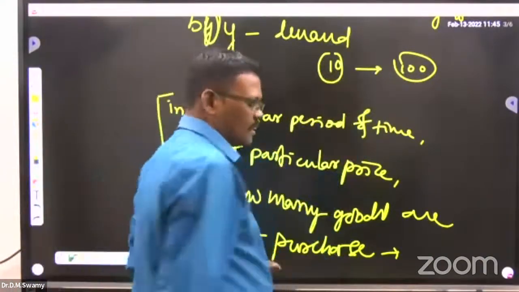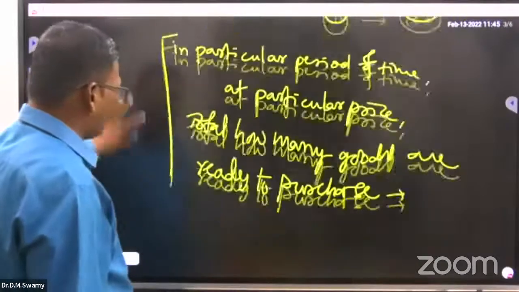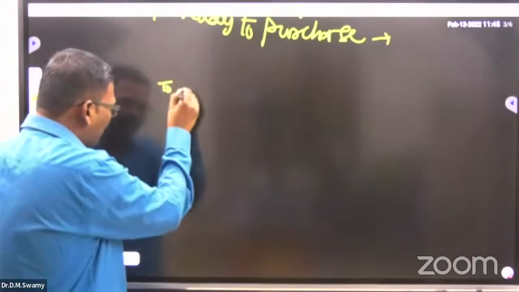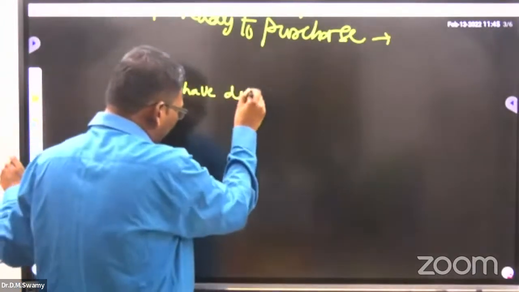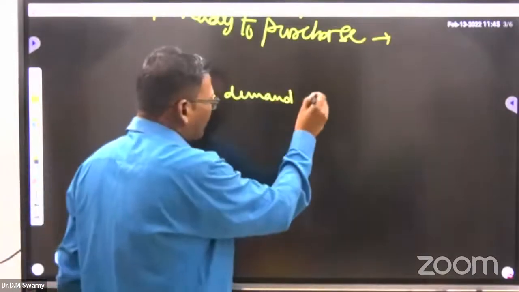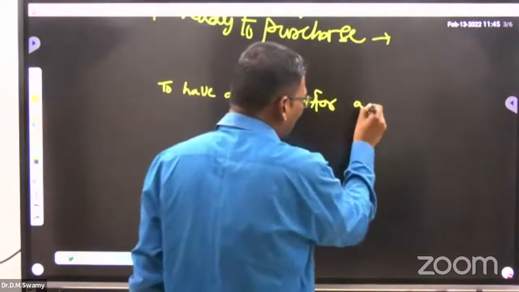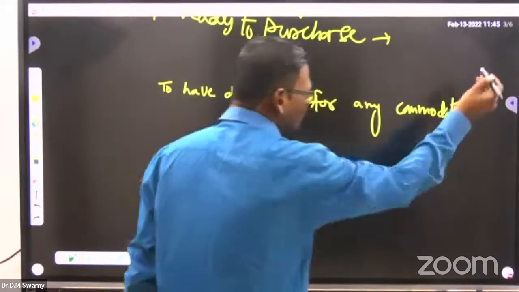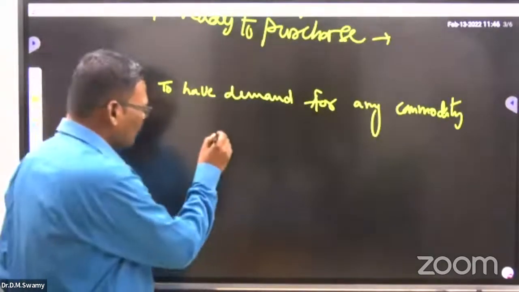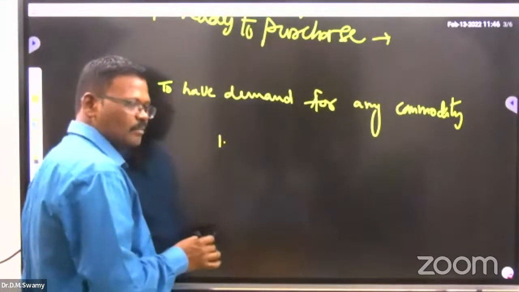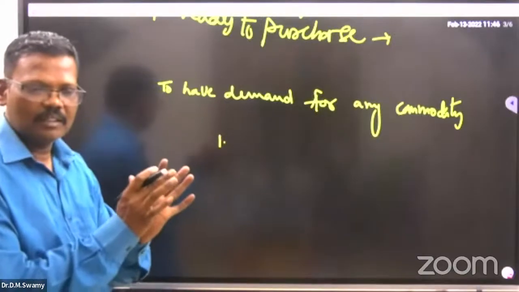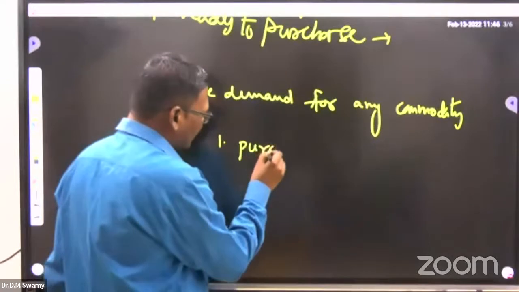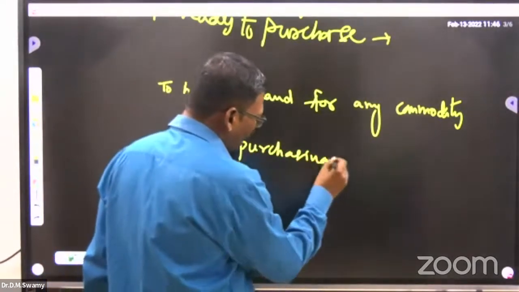Generally, what will happen here? To have a demand for any commodity, please remember, any commodity, any good, two important things are required. One is purchasing power.